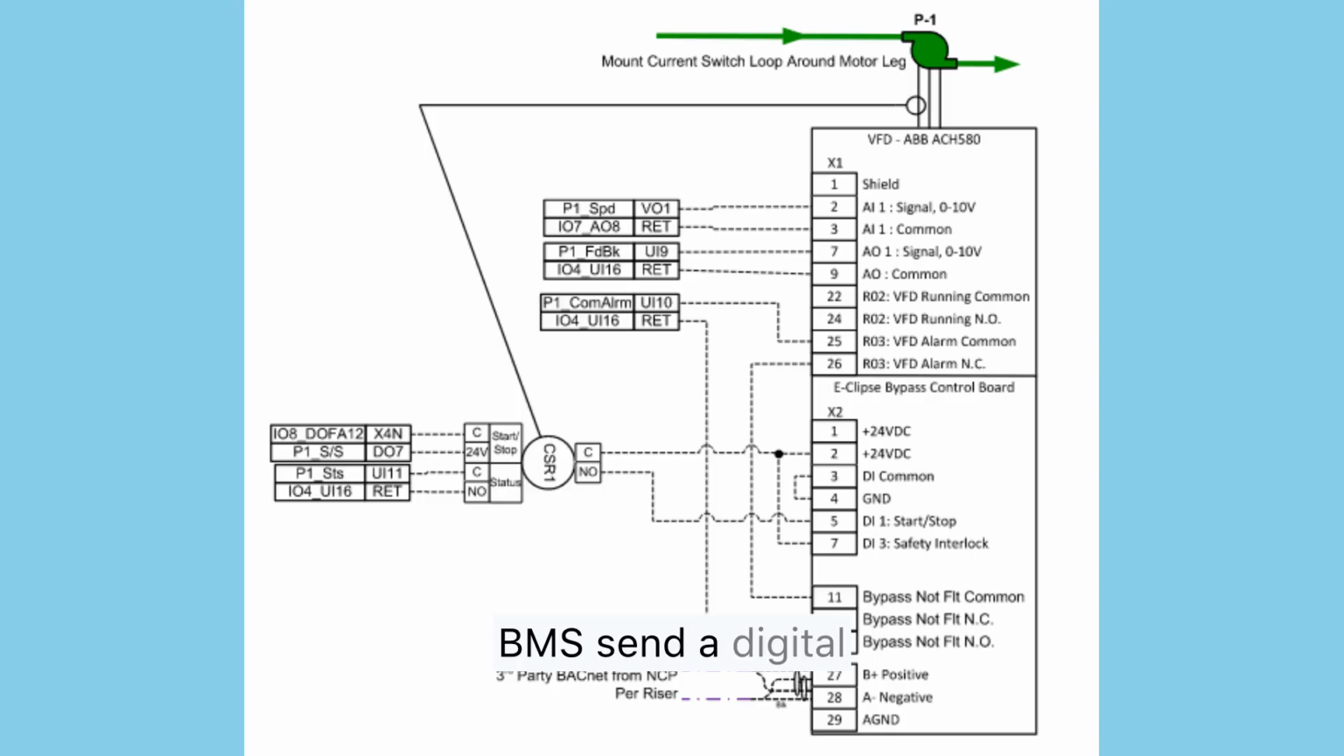The BMS sends a digital DI start and stop signal for the pump, and safety interlocks, like flow switches, are wired to the DI terminal at the VFD drive. The VFD in turn sends feedback to the BMS, such as a run status, speed feedback, or alarm condition, by relay outputs. These relay outputs could be normally open or normally closed, NC contacts.